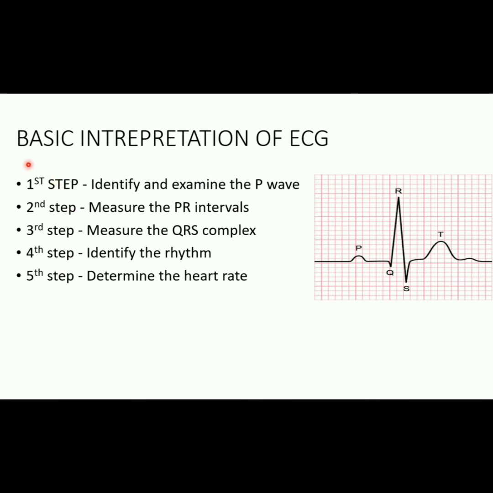So let's learn some basic interpretation of ECG. First step, we are going to identify and examine the P wave. Second step, measure the PR interval. Third step, we are going to measure the QRS complex. Fourth step, identifying the rhythm. Fifth step, determining the heart rate. So let's see one by one.